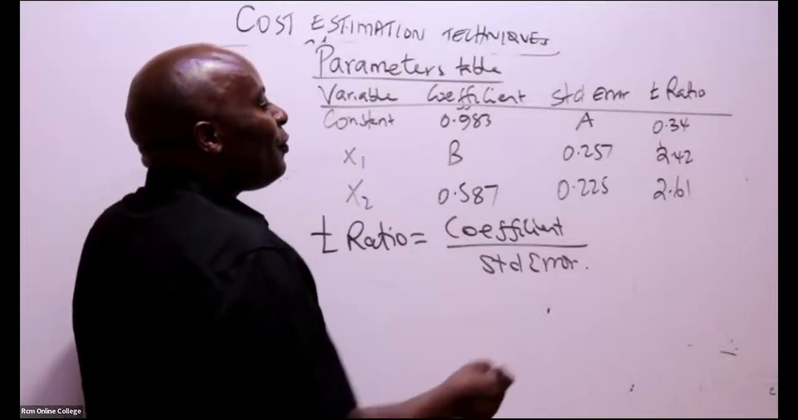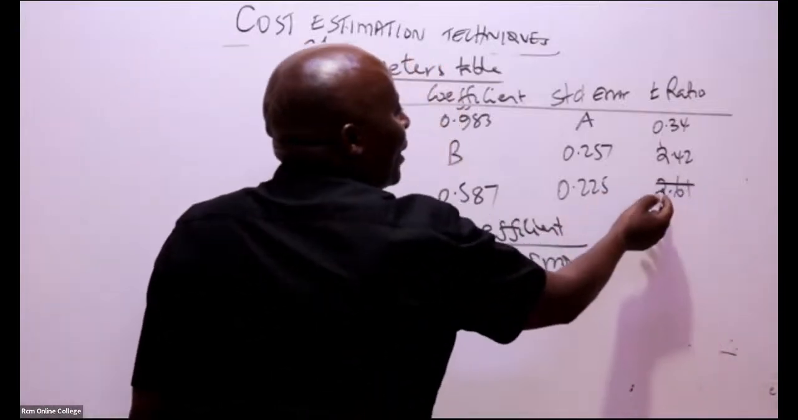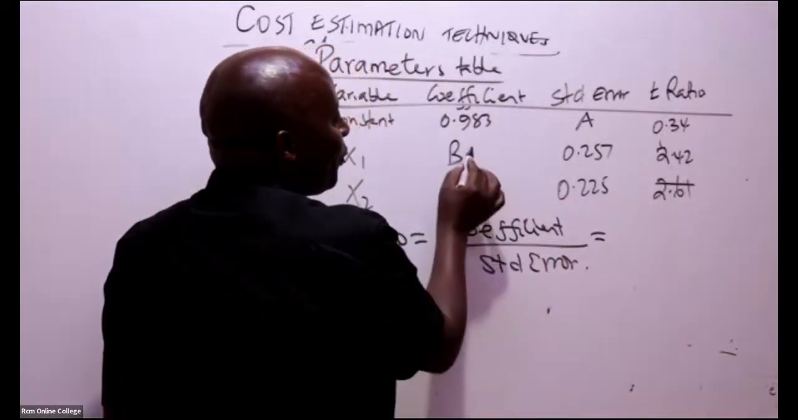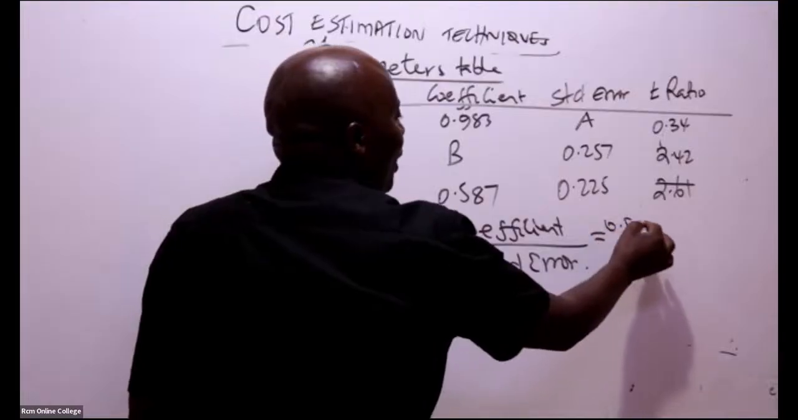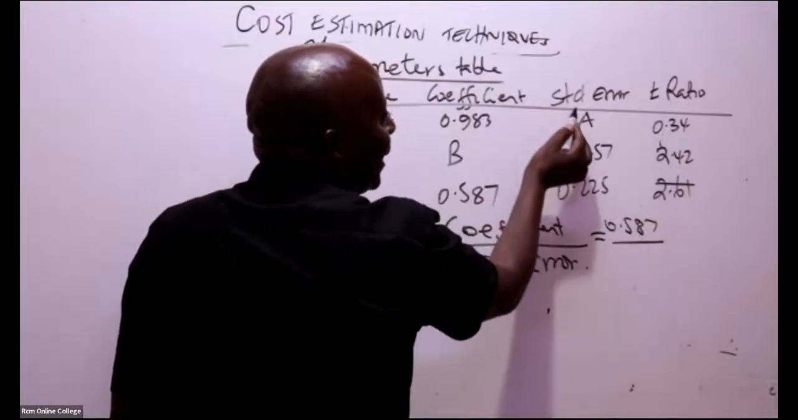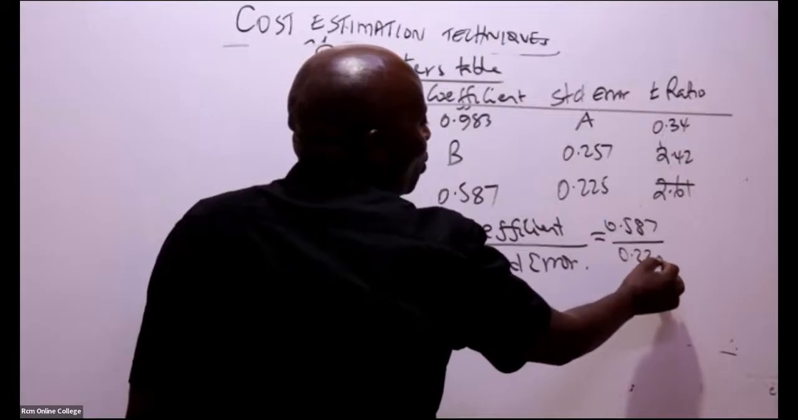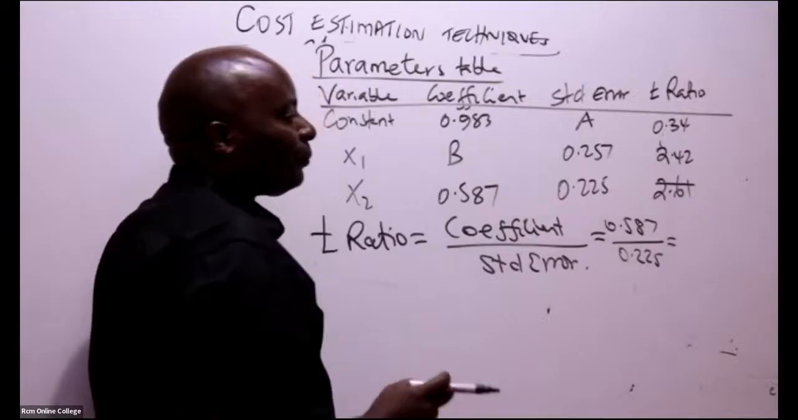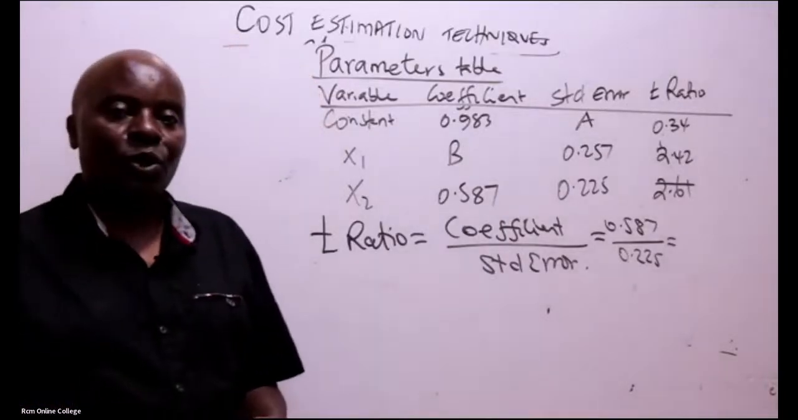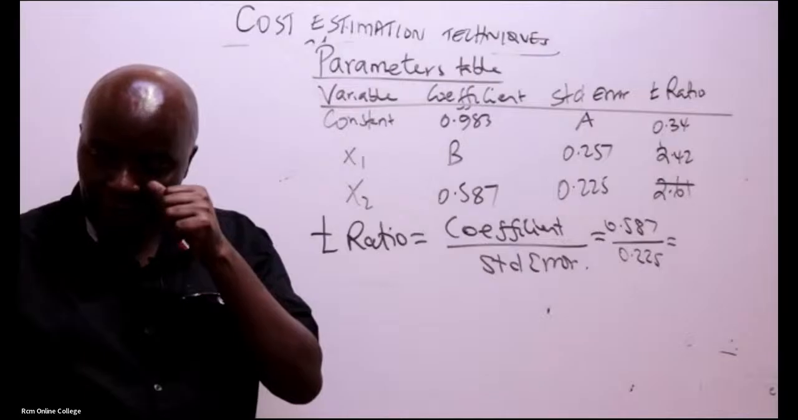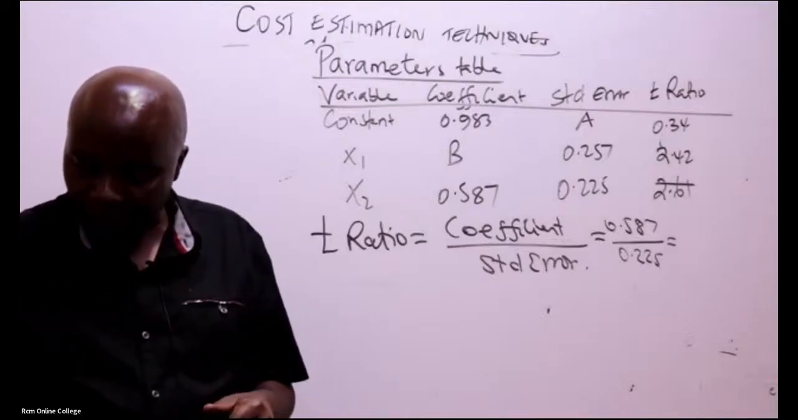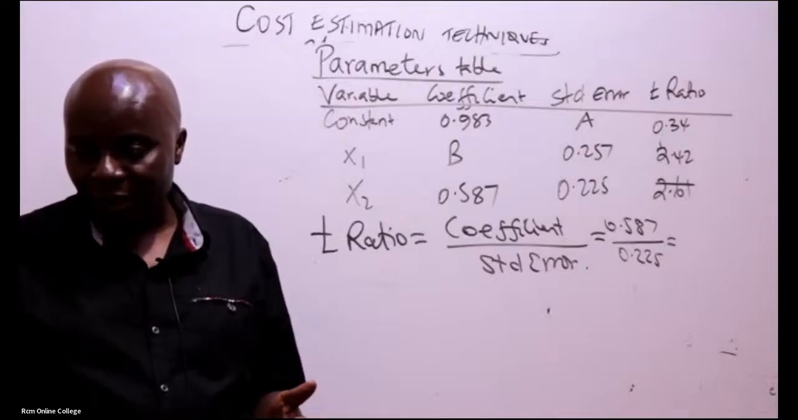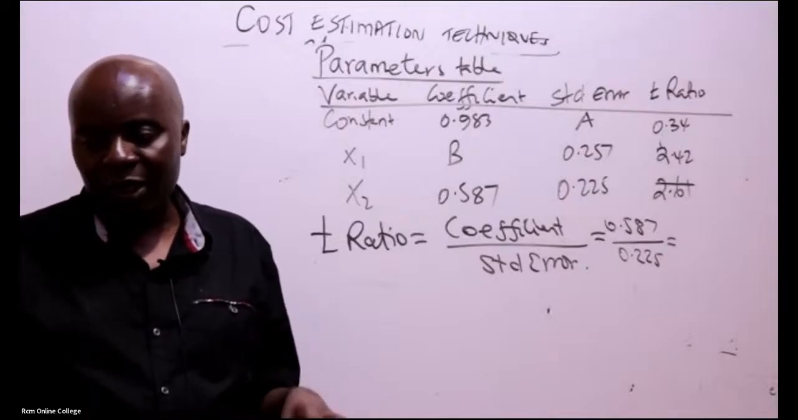So for example, if this one here was missing, and somebody wanted us to calculate this T ratio, how would we have gotten it? We would have taken this coefficient, which is 0.587, divided by the standard error, which is 0.225. Can somebody confirm that we're going to get an answer which is close to this? It doesn't have to be exact, there are rounding off errors. 2.608. So it is 2.61, isn't it?